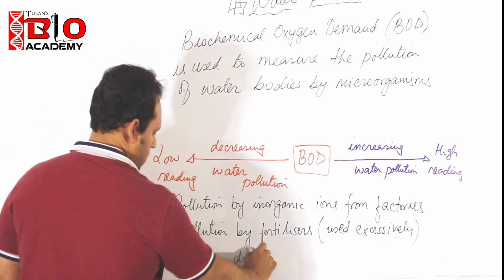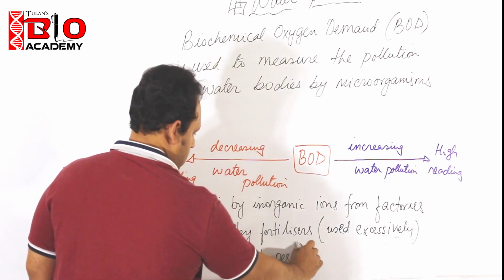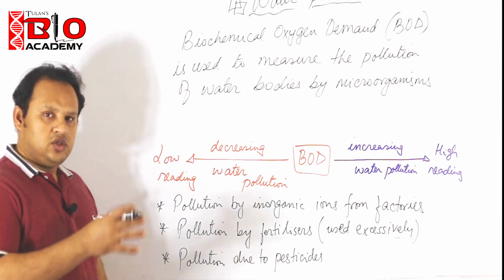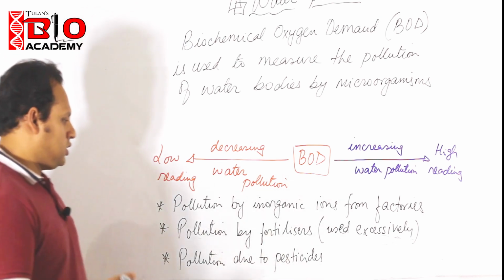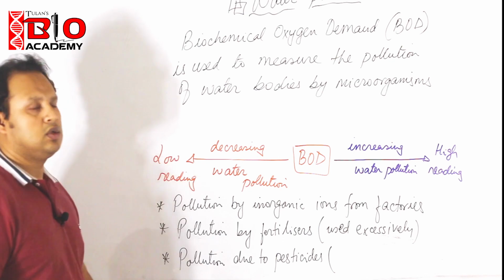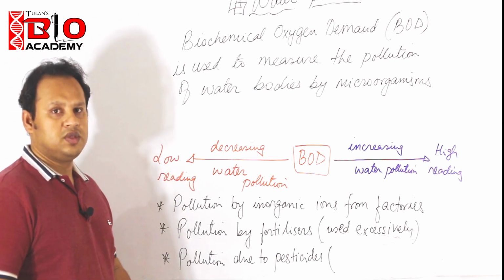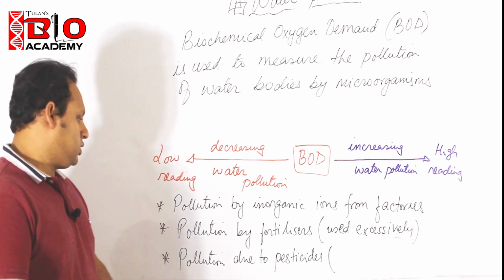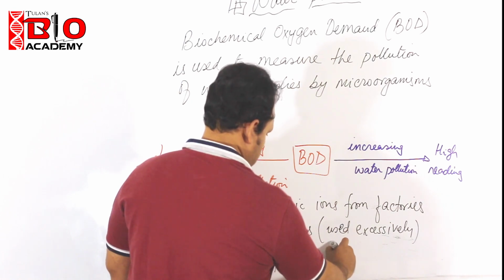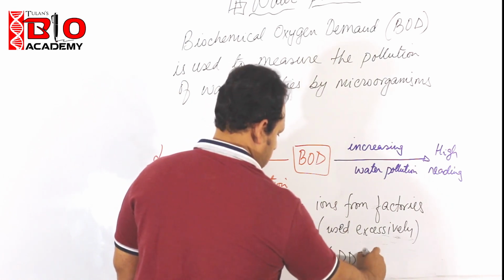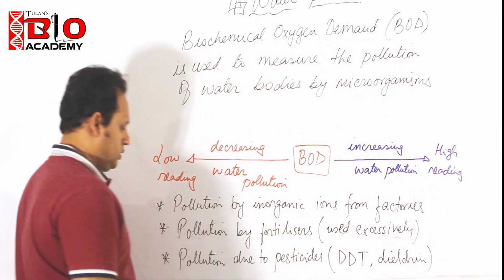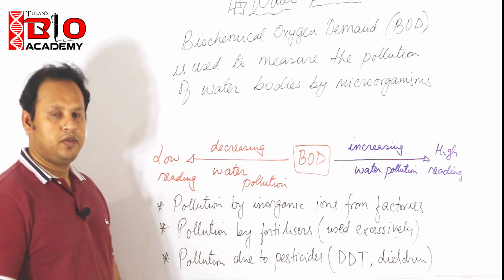due to pesticides. So it can be due to pesticides, it can be due to herbicides, fungicides, anything that destroys all these organisms. So pollution due to pesticides, these are sprayed on crop plants to get rid of microorganisms that actually feed and destroy crop plants. So pollution due to pesticides, again, if used excessively, such as DDT, dieldrin. So pesticides such as DDT and dieldrin.